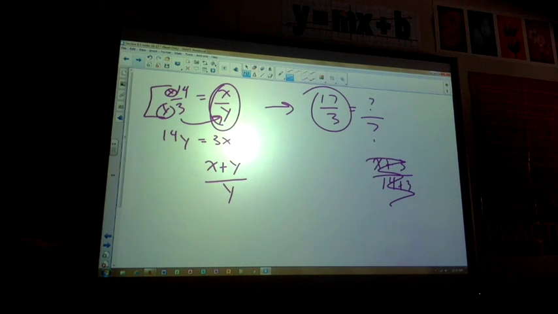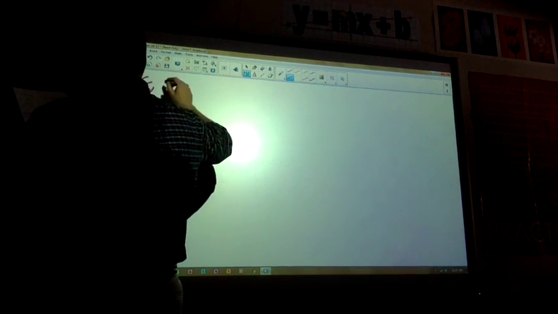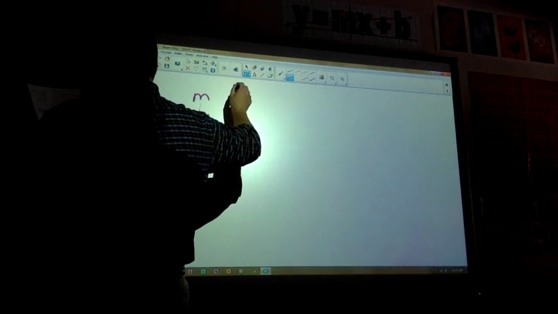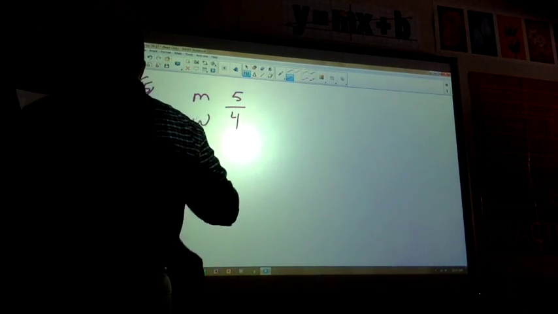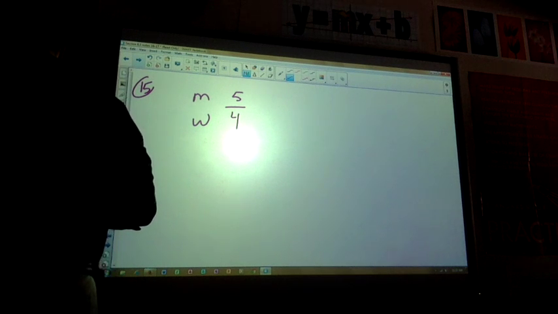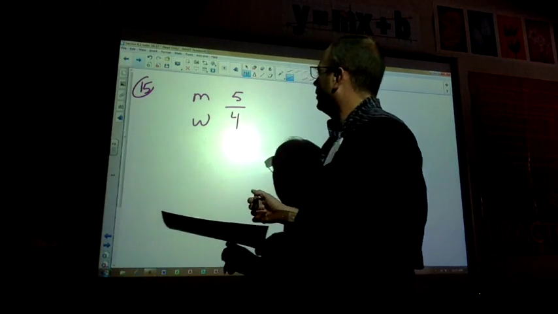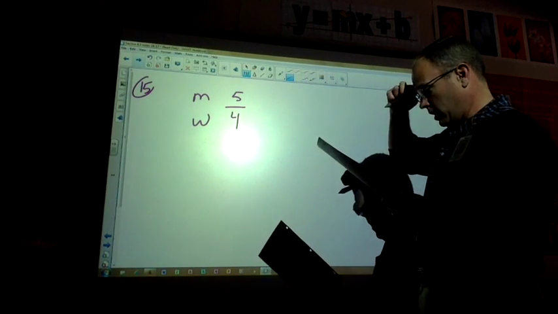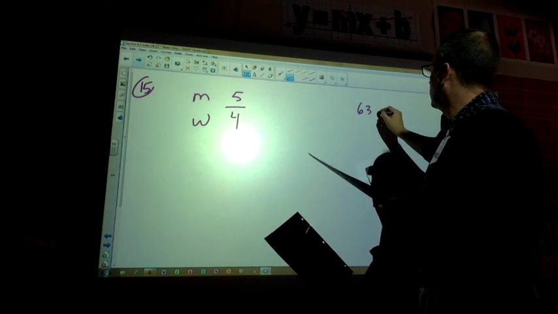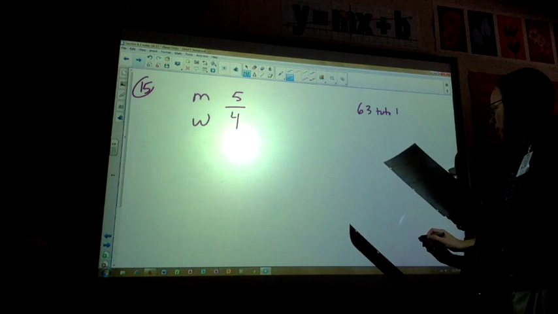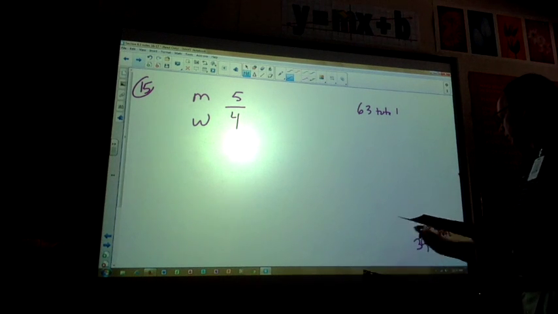What else? 15. In science class, the ratio of men to women is 5 to 4. There are 63 total students in the class. How many men are there? You have men, women, ratio 5 to 4. So I would think, 5 to 4 is men to women, and then you have a total of 63. And we need to get down to finding that we have 35 men in the class.